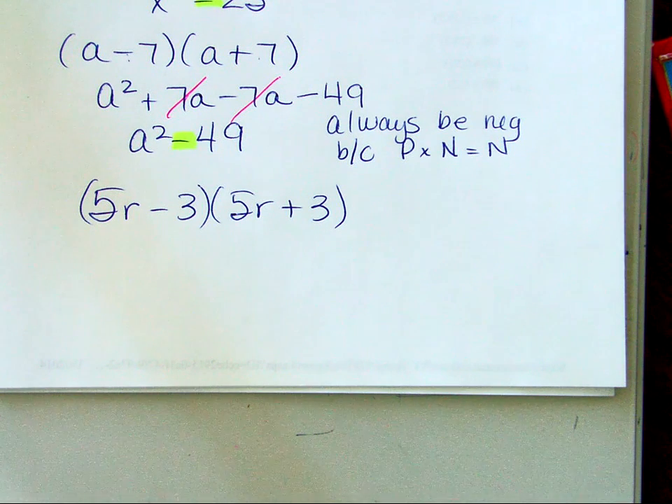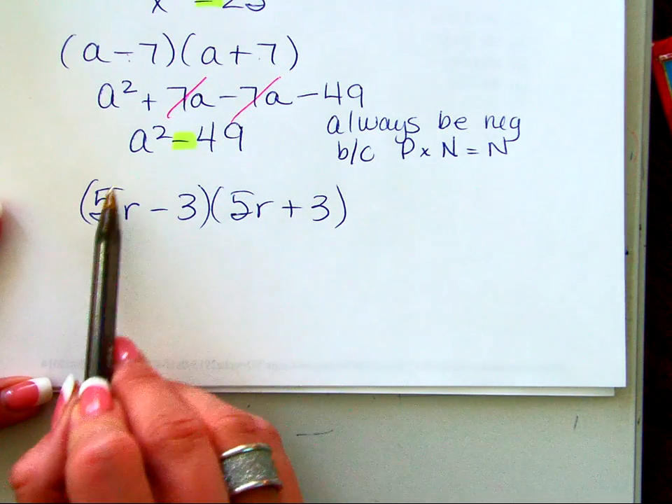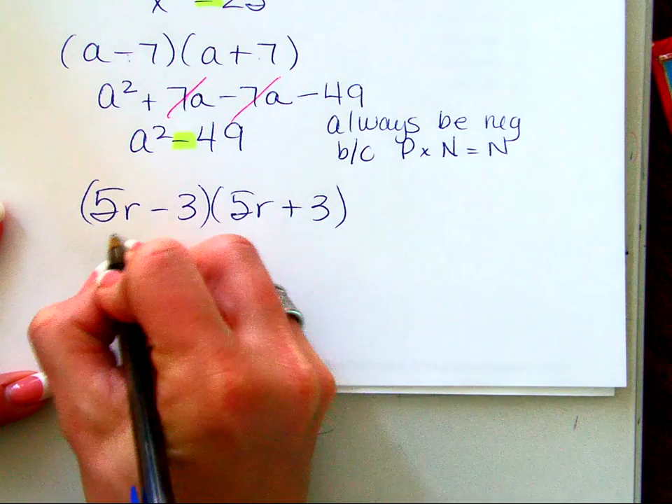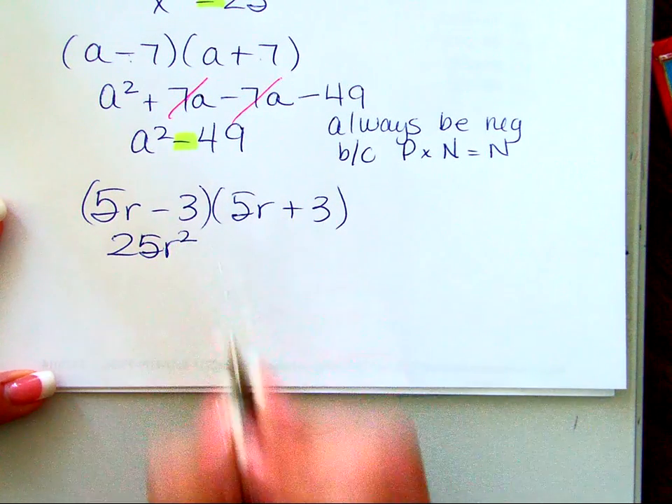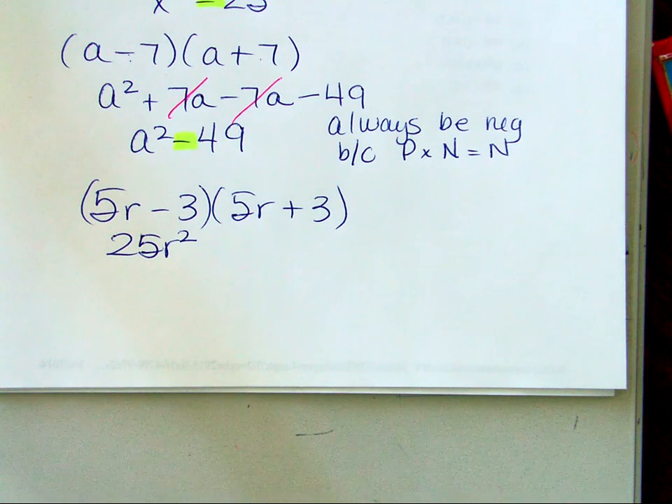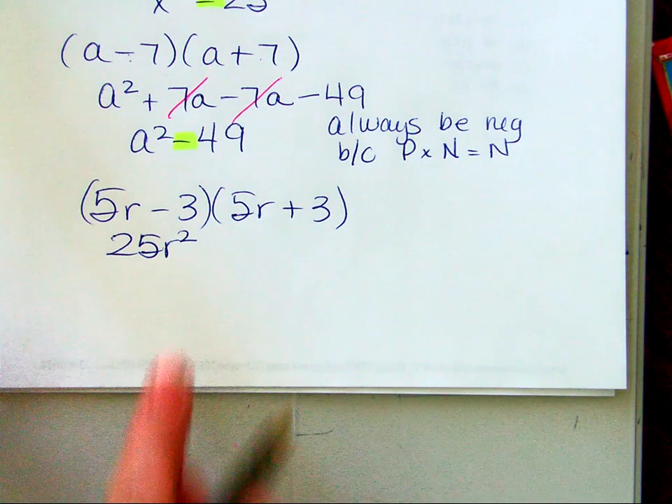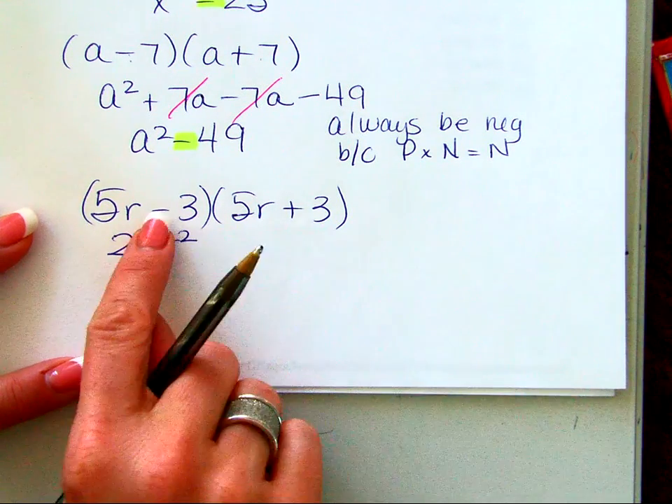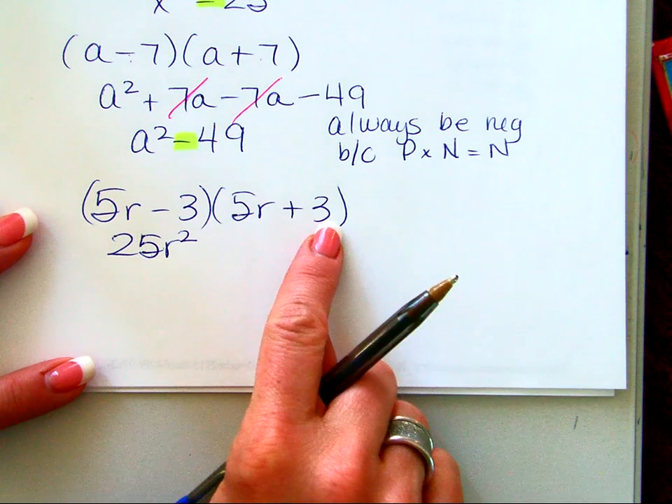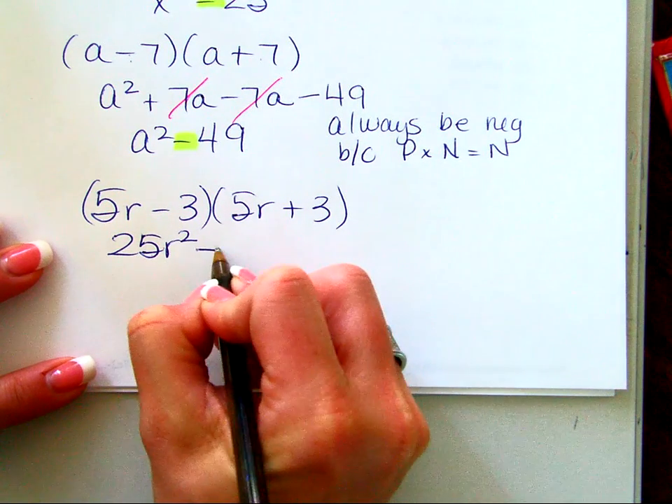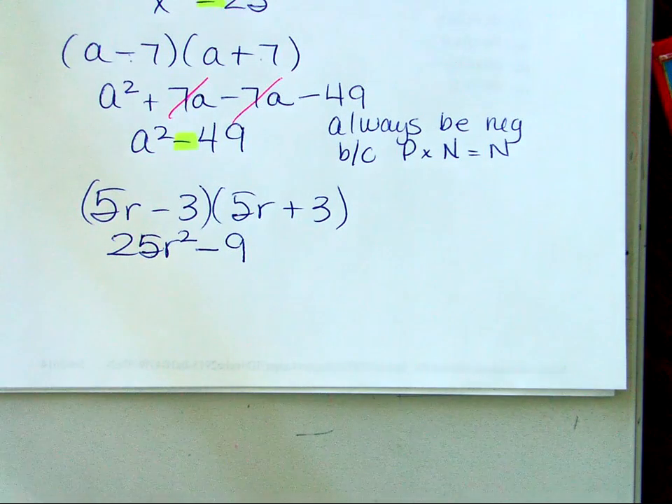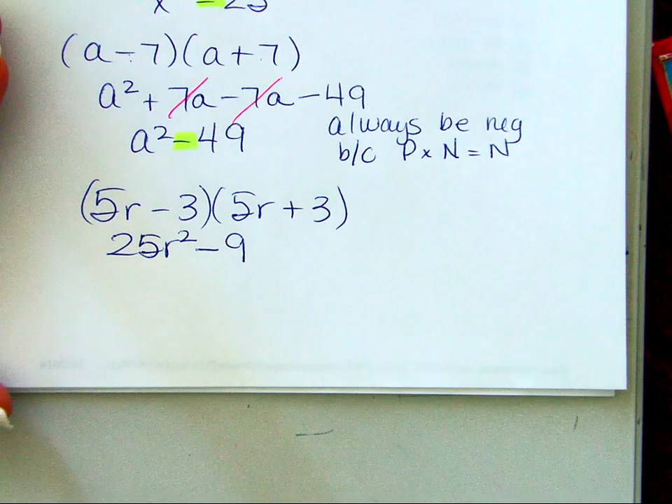Very rarely do I tell you, you don't have to show your work, right? Well, you can skip as long as you understand what's going to happen and go right to the shortcut. So what's going to end up happening? It's going to be 5r times 5r, which is 25r squared. And if I went to FOIL, I'm going to have a 15r and a negative 15r, right? So do I even need to write those? No. But then what comes next? A negative 3 times a positive 3, which is a negative 9. That is your answer.